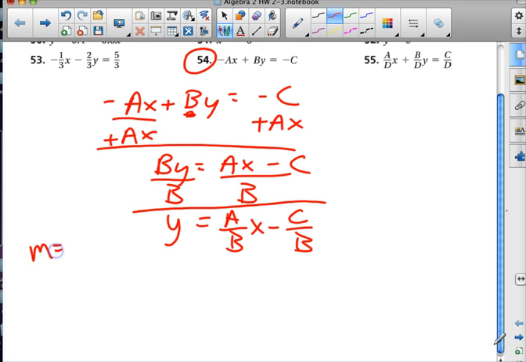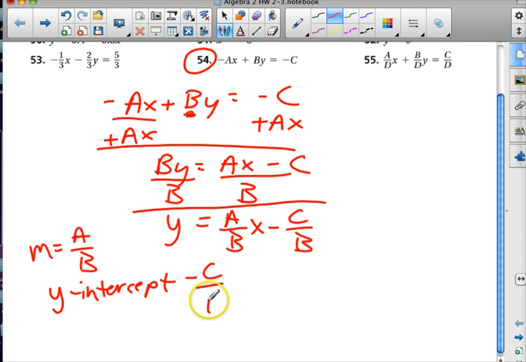The slope is capital A over capital B, and the y-intercept is negative capital C over capital B. And again, like I said, that usually just bothers some people because of all the variables involved.